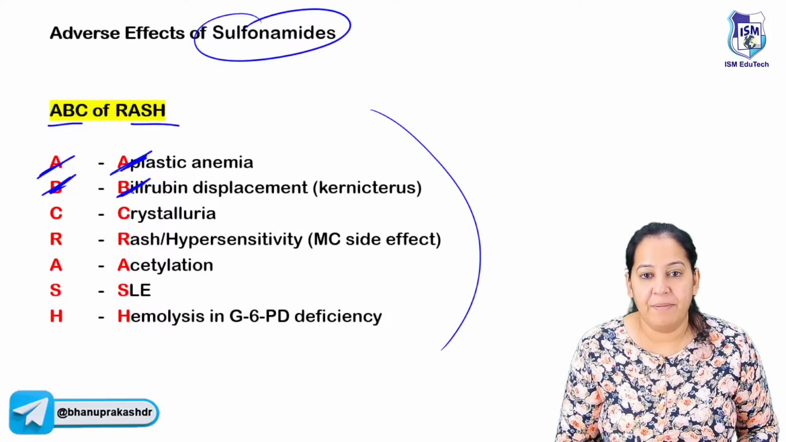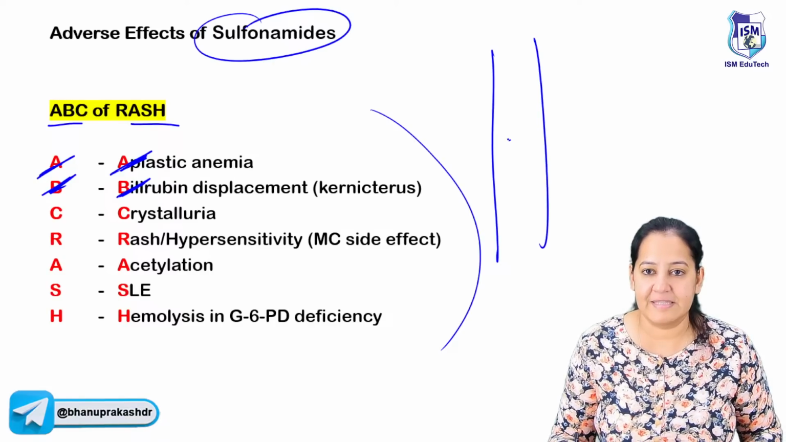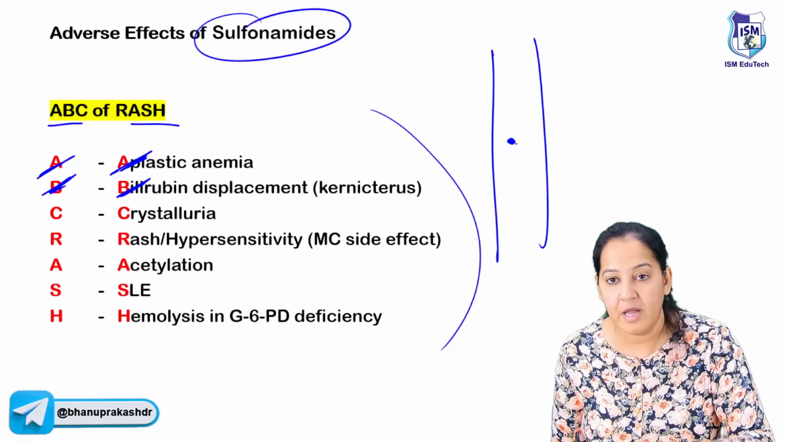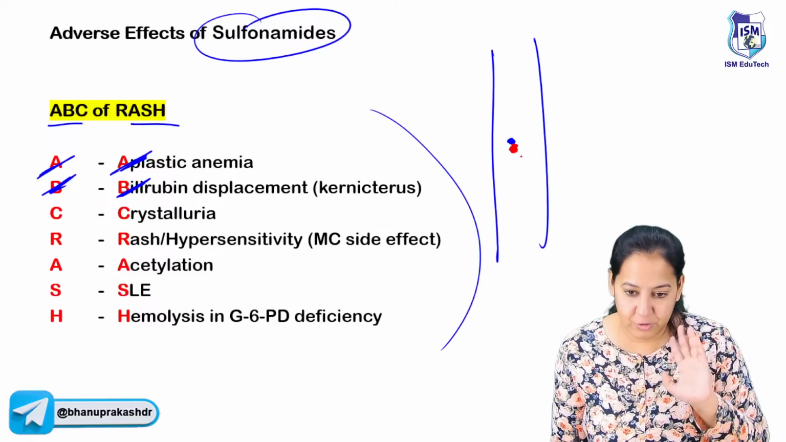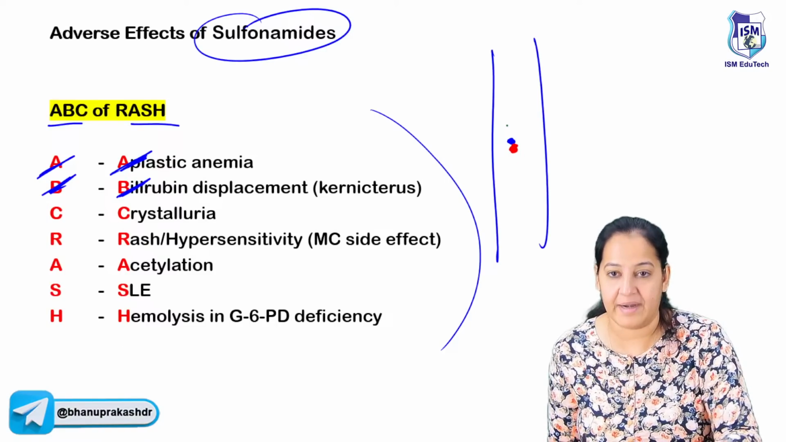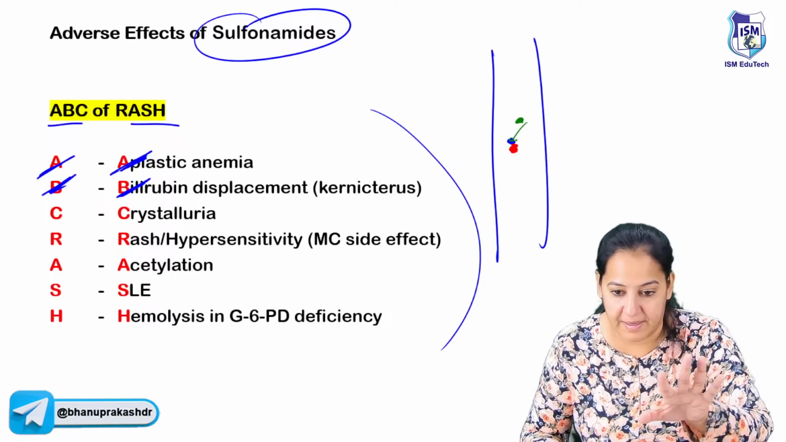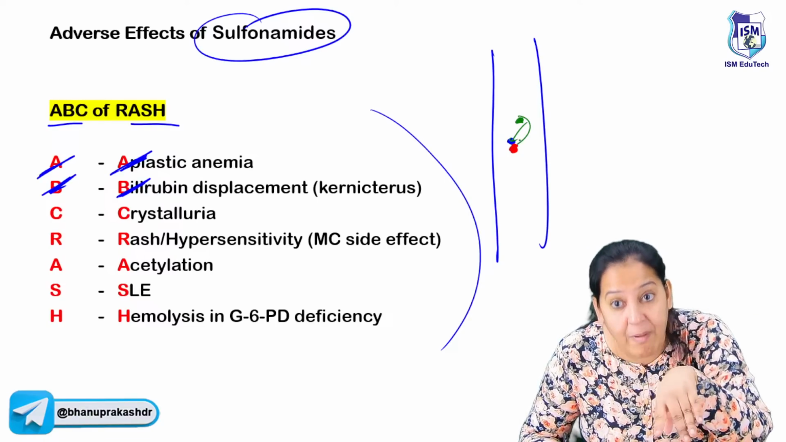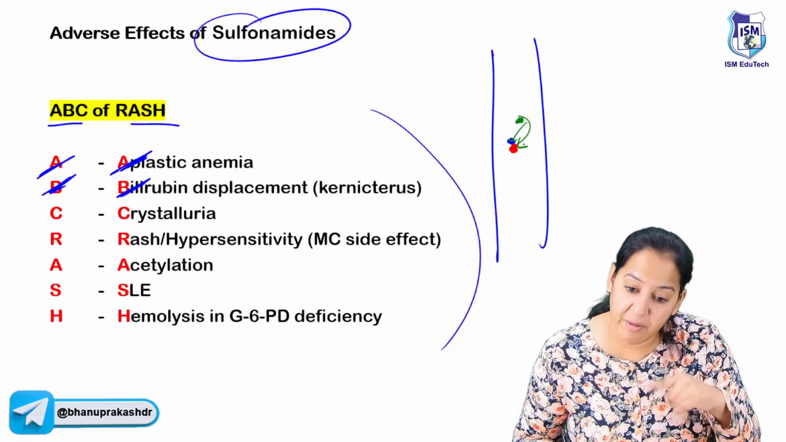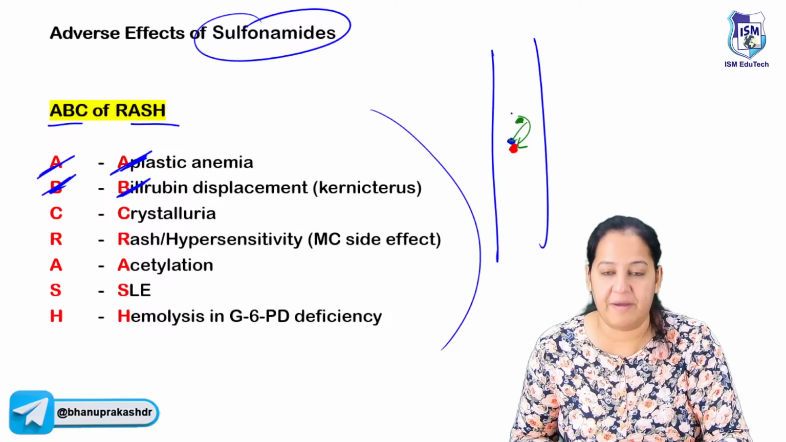B stands for bilirubin displacement. In the blood, bilirubin is there. This is a blood vessel and this is the bilirubin. We all have bilirubin in the blood. Bilirubin binds with the albumin. It is conjugated bilirubin, it is bound. So suppose I am taking sulfonamide. Sulfonamide will go in the blood and get absorbed. Sulfonamide pushes the bilirubin away. It will displace bilirubin and bind with the albumin itself because it has more affinity for albumin as compared to bilirubin. So bilirubin will become free.